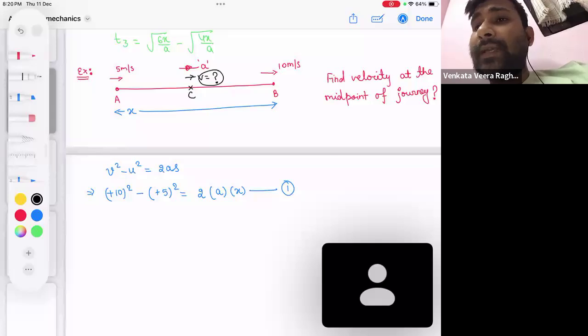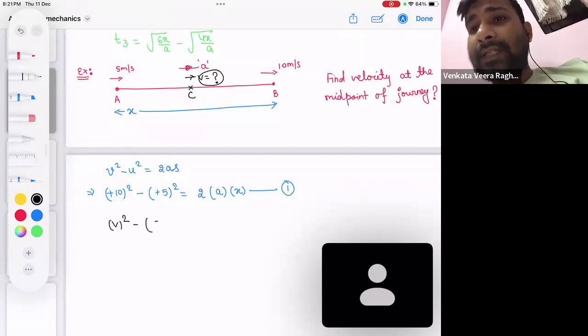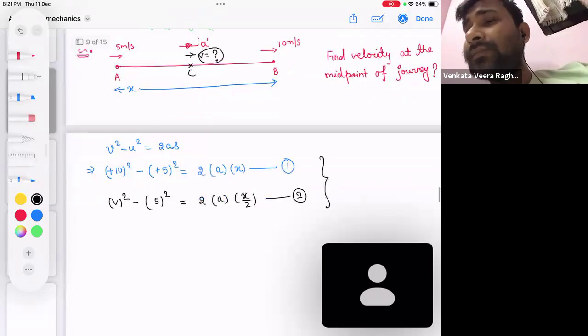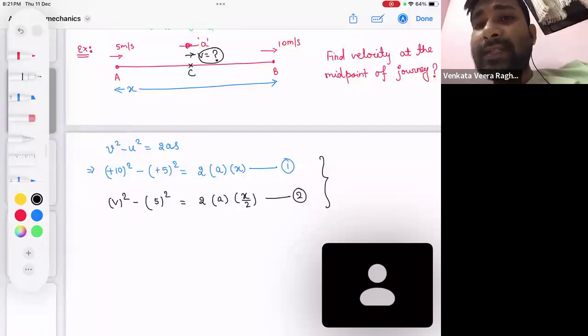Can we again apply it? Because acceleration is not known to me. But if I apply the equation between A and C, you will see that it is not needed. It will get cancelled out in the calculation. So between A and C, the final velocity is v, initial velocity is 5, acceleration is a, and displacement is x by 2. Look at these two equations. What are you going to do with these two equations? Can you divide these two equations?